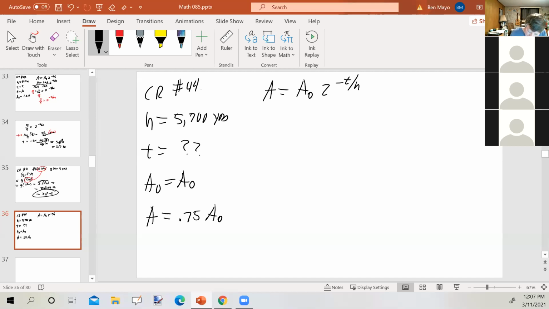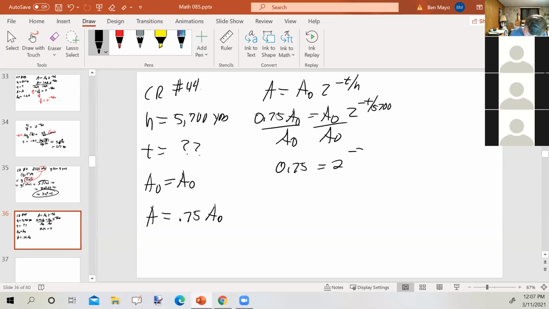Okay, so now I've got 0.75 A sub 0 equals A. Why do I call it A sub 0 sometimes and A naught sometimes? Because different people have different names for it, and I don't know which way to call it. So here we go, 5,700. Going to divide both sides by A sub 0. 0.75 equals 2 to the negative T over 5,700 power.